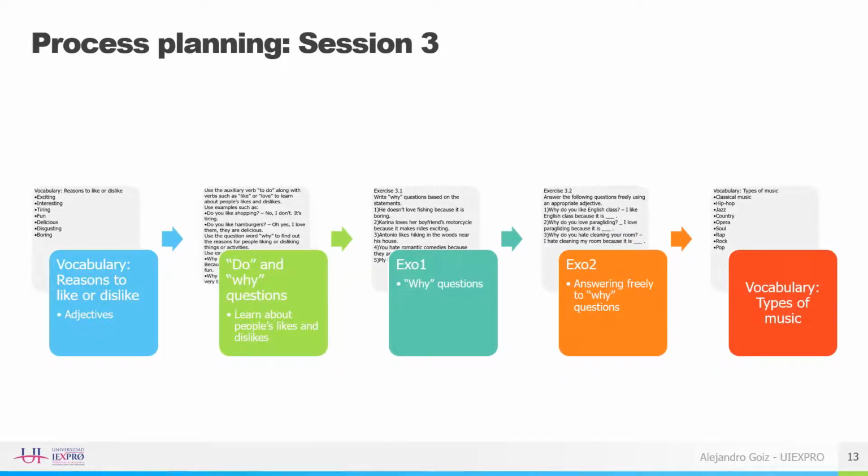Session 3 will begin as well with a vocabulary list. We will provide some adjectives that can be associated to reasons for people to like or dislike things or activities. We will then work with do and why questions in order for the student to be able to learn about people's likes and dislikes.